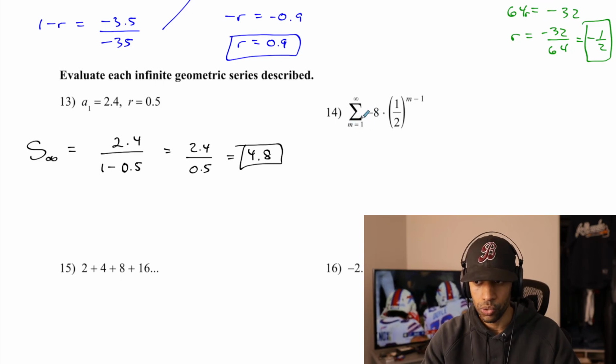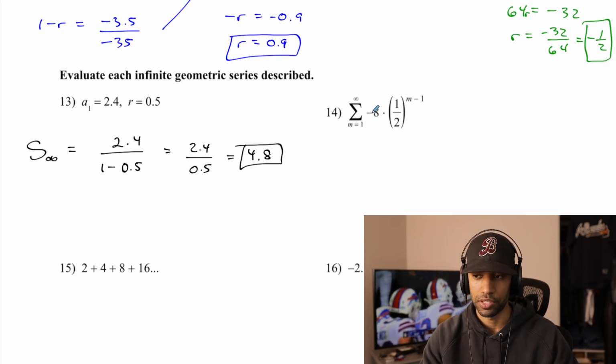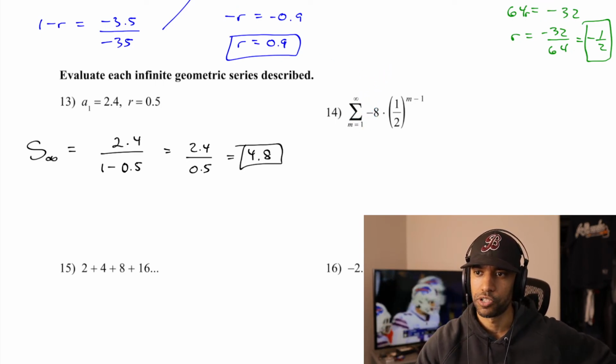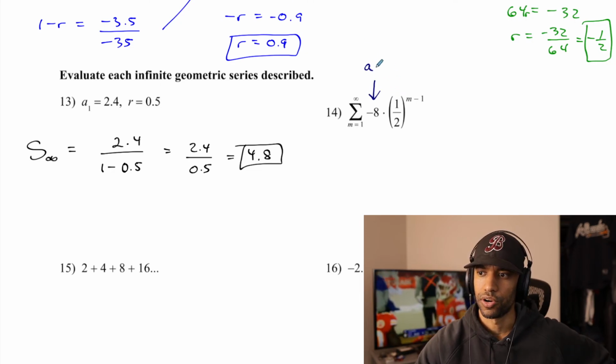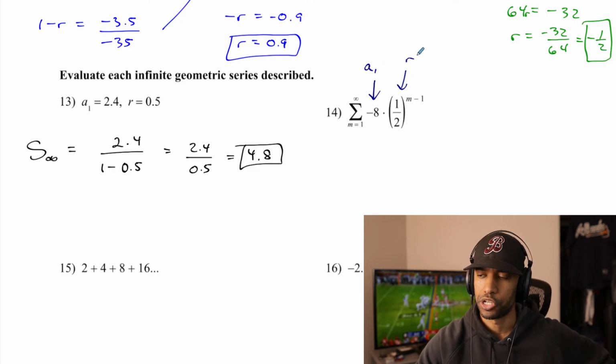And this is you recognizing what's happening here with this sum and series. This is the value of the first term. This is your a sub 1. This is your common ratio.